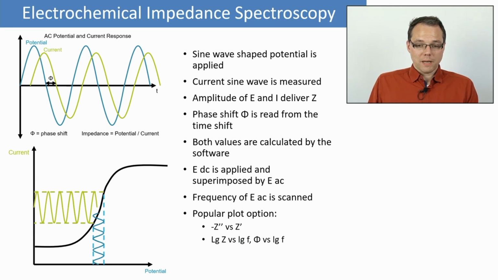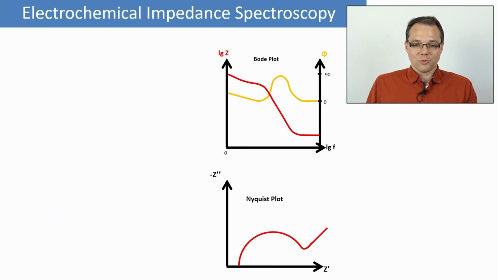Popular plot options, by the way: if you measure the impedance, if you measure the phase shift, and if you then calculate from that the imaginary and the real part of the impedance, you have a lot of data that you can plot and need to plot. So there are different plot options that people prefer. In electrochemistry you find a lot the Nyquist plot, which is the negative imaginary impedance versus the real impedance, or the Bode plot, which is the logarithmic impedance versus the logarithmic frequency, and the phase shift versus the logarithmic frequency.